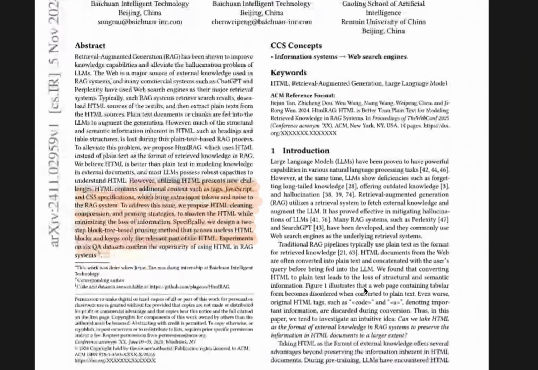Now, what has been the problem? The problem has been that utilizing HTML presents new challenges. HTML contains additional content such as tags, JavaScript, and CSS, which brings extra input tokens and noise to the RAG system. To address this, they have proposed an HTML cleaning module. They have proposed compression and pruning strategies to shorten the HTML while minimizing the loss of information. Specifically, they designed a two-step block-tree-based pruning method that prunes useless HTML blocks and keeps only the relevant part of the HTML, right?